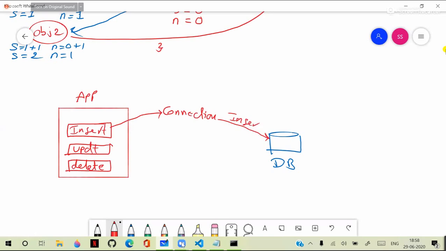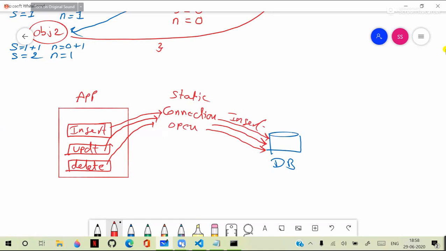After inserting, as the connection is static, the connection still remains open. That means the connection is still open after the insert also. Then you click update. This update will happen on the same connection. Understood? We click delete, and delete will happen on the same connection. That means we don't need to connect every time. Am I right? Understood, everyone? Got clarity on that?